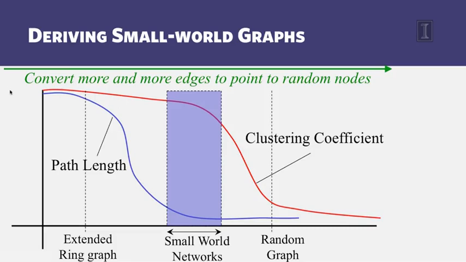So you get this region of networks in between the ring graphs and the random graphs, which have a very high clustering coefficient, as high as the extended ring graphs, but have a very short path length, almost as low as the random graphs. And that is the region of small world networks. Once again, this is not all the small world networks that exist. This is one particular class of small world networks. But essentially, this is a way of deriving small world networks which have this high clustering coefficient and short path length characteristic, as we are used to in the six degrees of separation and in the human social network.